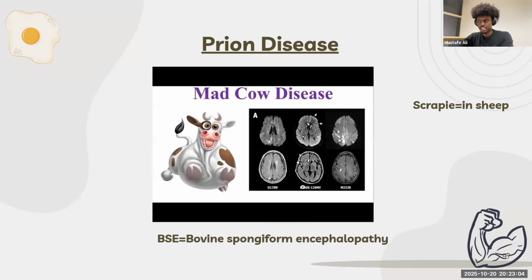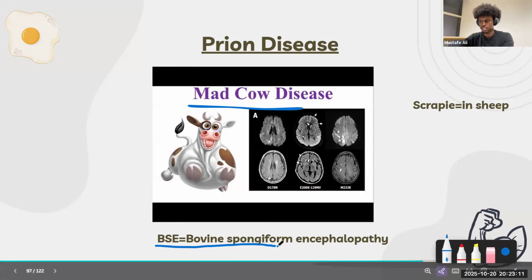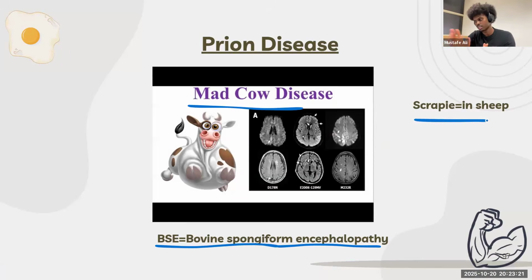Now, prion disease in cows is known as mad cow disease, but the more technical term is BSE, or bovine spongiform encephalopathy. In sheep, the prion disease is called scrapie. All I want you to know is that for different organisms, for cows it would be BSE, and for sheep it would be scrapie. Just remember the names in case they ask a silly question. I do believe it was on your slides, but I'm mentioning it just in case.